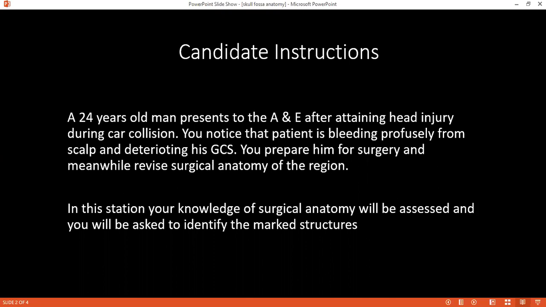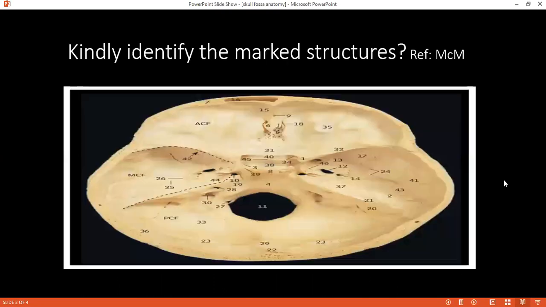Right, so if you have read and understood, considering it surgical anatomy station, kindly tell me which bone are you looking at? What are you looking at, please? I am looking at the internal surface of the base of the skull. Okay, how would you describe this for me?